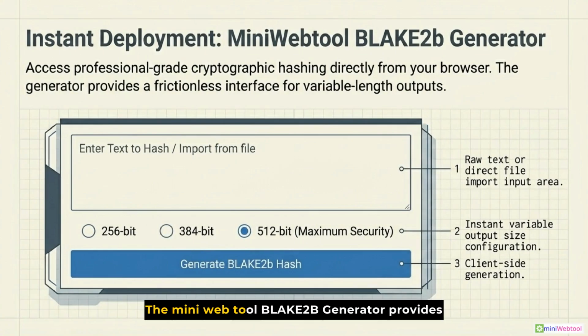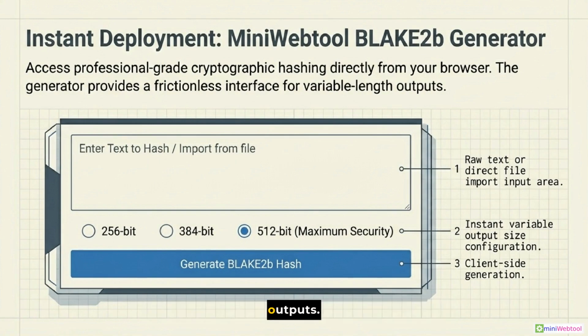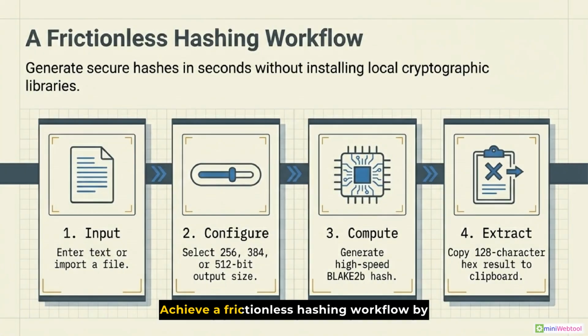The MiniWebTool BLAKE2b Generator provides instant deployment of professional-grade cryptographic hashing directly from your browser. It offers a simple interface for variable length outputs. Achieve a frictionless hashing workflow by following 4 steps. Input your data, configure the output size, compute the high-speed hash, and extract the result to your clipboard.